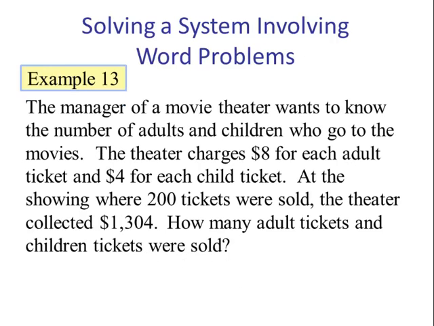Example 13. The manager of a movie theater wants to know the number of adults and children who go to the movies. The theater charges $8 for each adult ticket and $4 for each child ticket. At the showing where 200 tickets were sold, the theater collected $1,304. How many adult tickets and children tickets were sold?